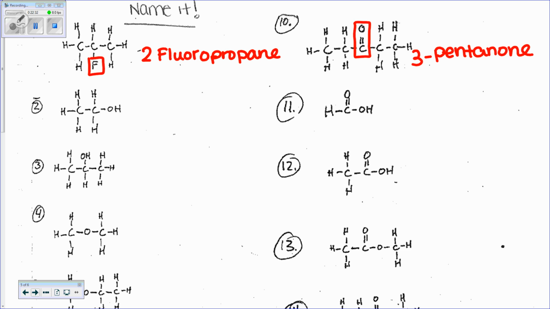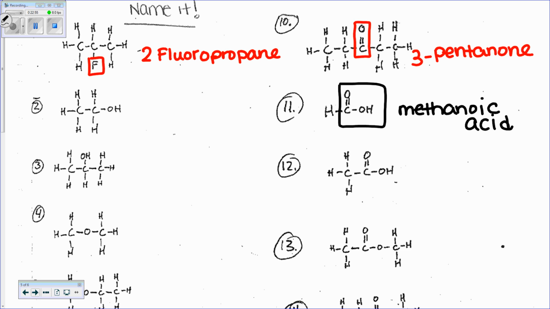If I did number 11, I see my group right here. That's my acid group. I have a double bonded O and an OH. I have 1 C, so I'm going to go meth. And then if I look at my acid, it ends in oic acid. So meth and oic acid.